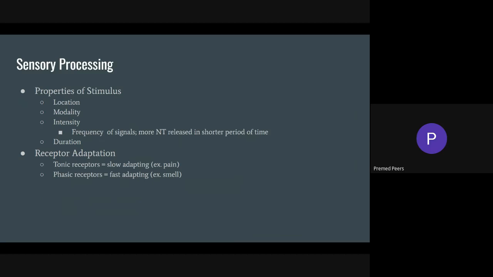And then another concept that we touched on briefly in the homework review is receptor adaptation. This is more important than knowing the specific names, but maybe that got changed in the last year since I took it. Basically, you have tonic receptors and phasic receptors. Tonic receptors are slow adapting. Phasic receptors are fast adapting. An example of a tonic receptor is a nociceptor, your pain receptors, and those are slow adapting.